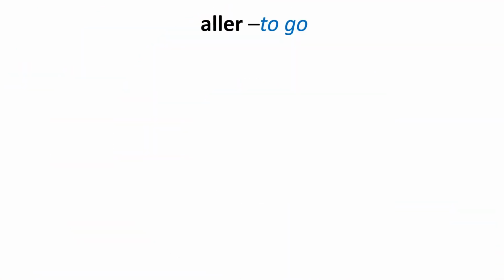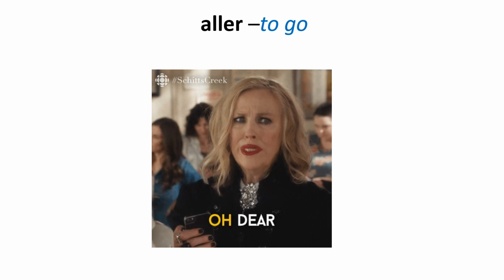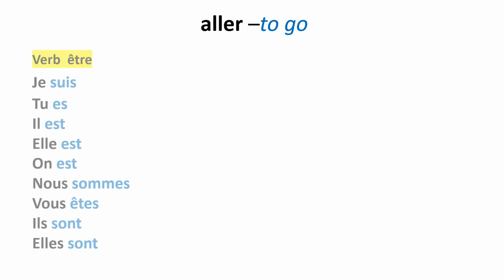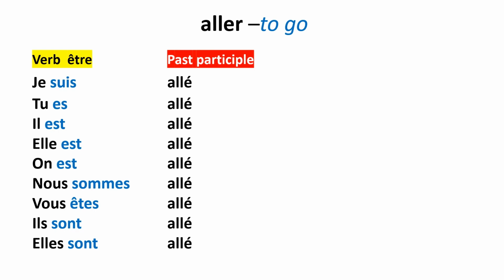So let's see how we use those être verbs in the passé composé. Now there is a good news and there is a bad news. So let's have a look at an example. So the verb aller, to go. If I want to use it in the passé composé, I will need first the auxiliary verb être, and then I need a past participle, just like with avoir verbs.